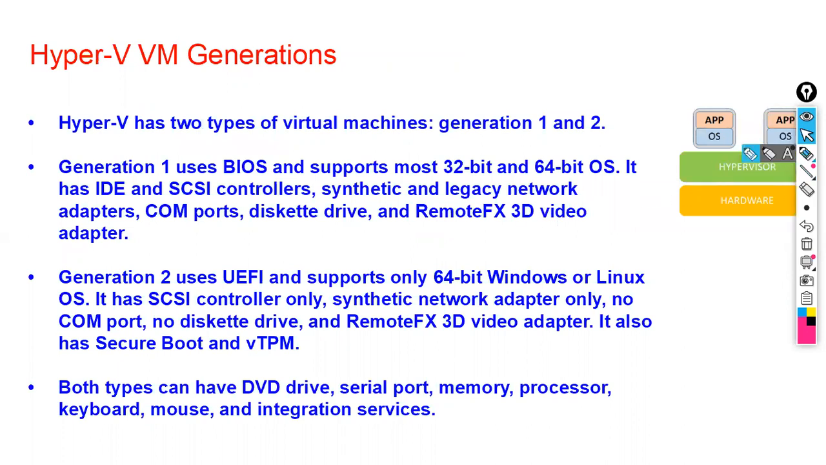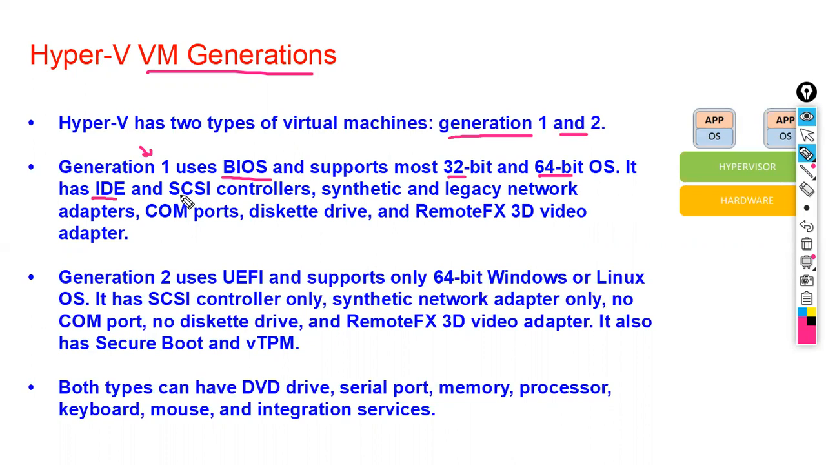After installing Hyper-V, we will create the virtual machines. Hyper-V has VM generations: two types of virtual machines, generation 1 and generation 2. Let us see the difference between these two generations. Generation 1 uses BIOS and supports 32 and 64-bit operating systems. So with generation 1, you can install 32-bit and 64-bit operating systems as well.